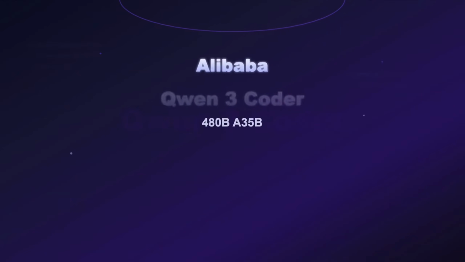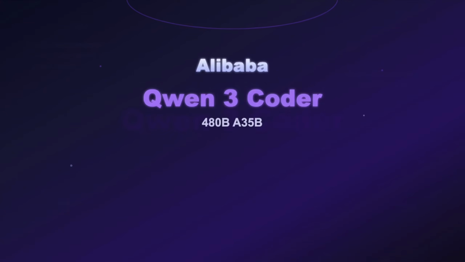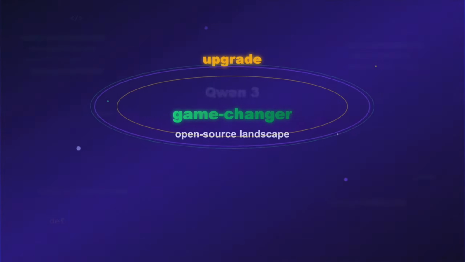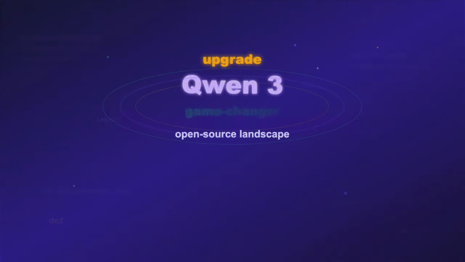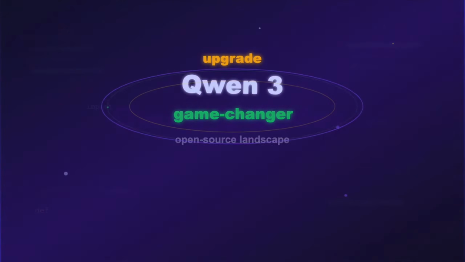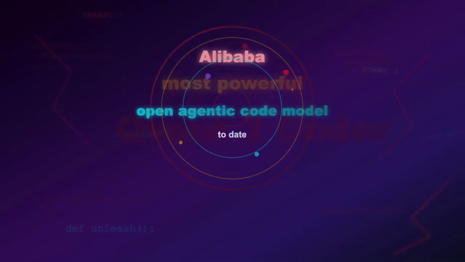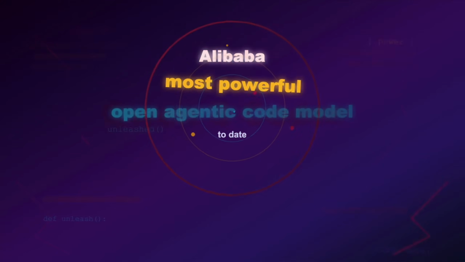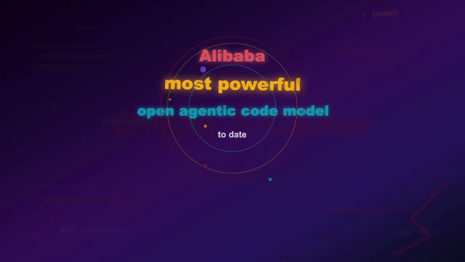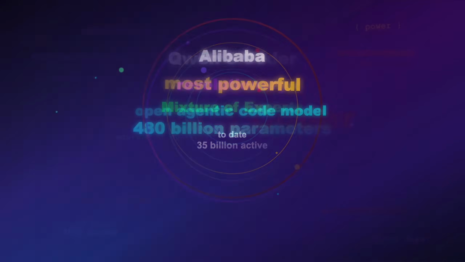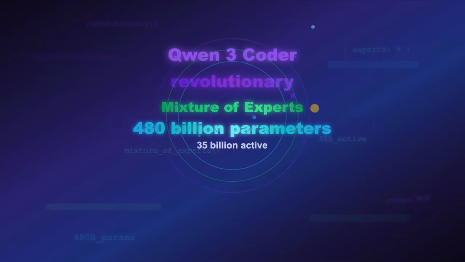Alibaba has once again blown us away with their latest release, Qwen Code 480B A35B Instruct. Just yesterday, we were buzzing about a major upgrade to the Qwen 3 model, a true game-changer in the open-source landscape. But Alibaba, not content with resting on their laurels, just unleashed this beast, their most powerful, open agentic code model to date. What makes Qwen 3 Coder so revolutionary?